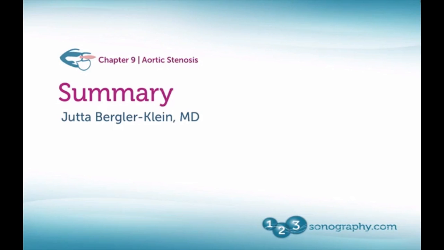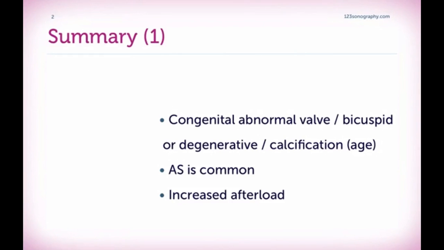I'm Jutta Bergler-Klein, and we will summarize the facts about aortic stenosis. In summary, aortic stenosis is very common and is usually caused by either a congenital abnormal valve, especially a bicuspid valve, or progressive degenerative calcification of the aortic valve, especially in old or elderly people. It leads to increased afterload and left ventricular hypertrophy, and finally left ventricular dysfunction.